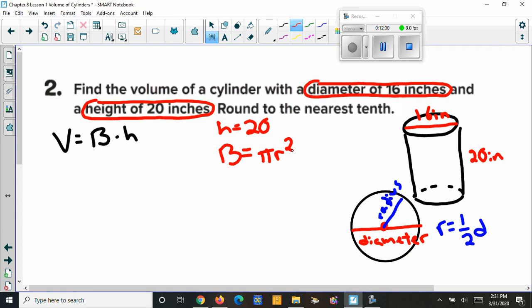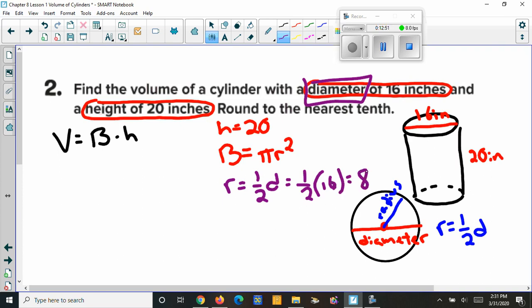So let's see. I have a diameter of 16. The radius is equal to 1/2 the diameter. So that's 1/2 times 16, which is 8. So the radius is 8. And now I can go ahead and piece this together. The volume is equal to pi times r squared times the height.